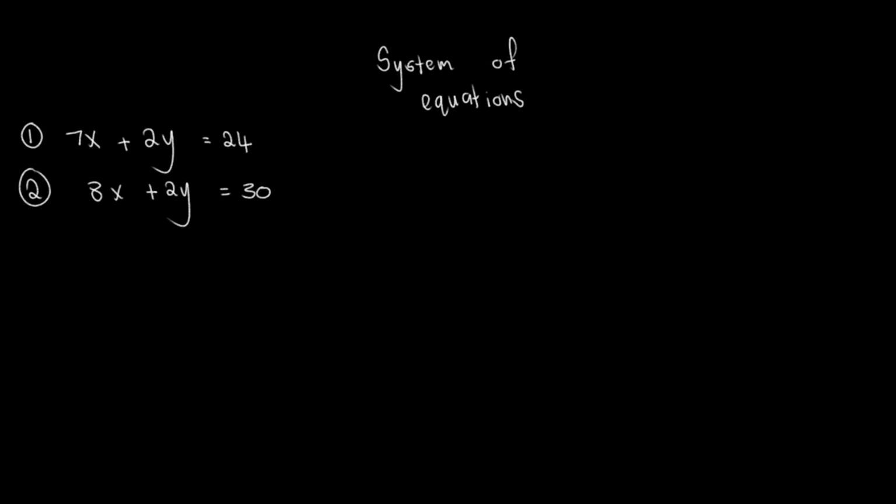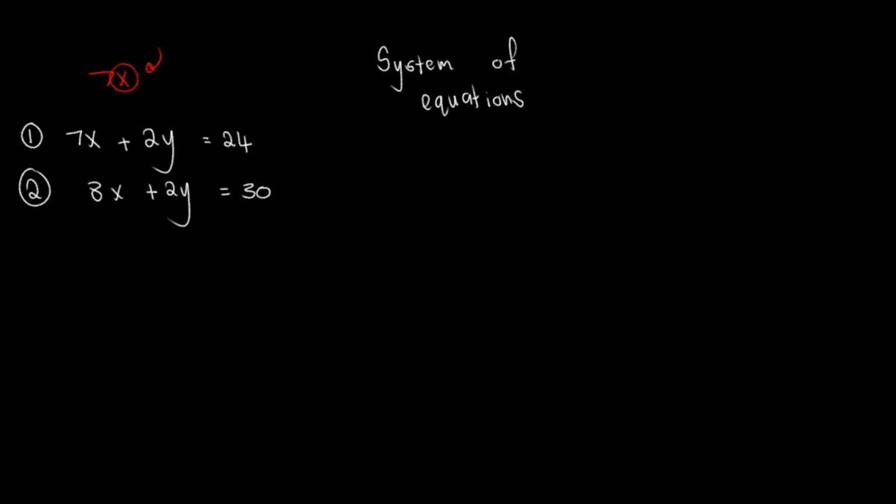So what exactly is a system of equations? Well, the idea of a system of equations is to either subtract, multiply, divide, or add equations so you can solve one variable. Well, what exactly is a variable? A variable is this x or the y.